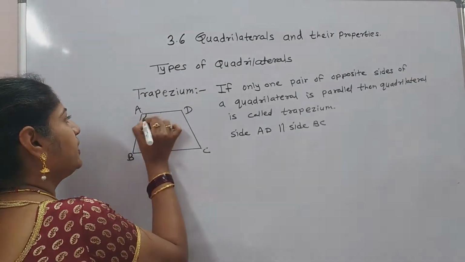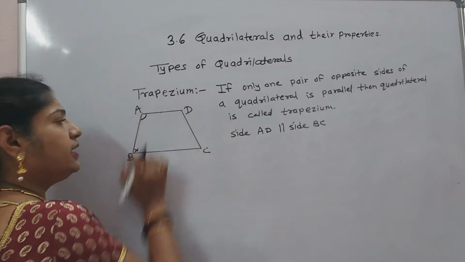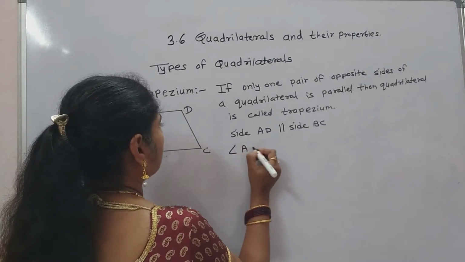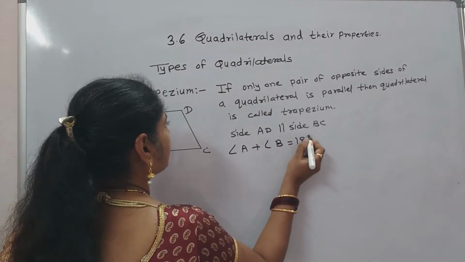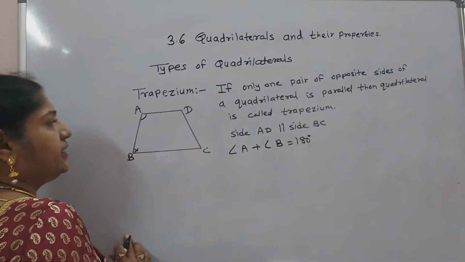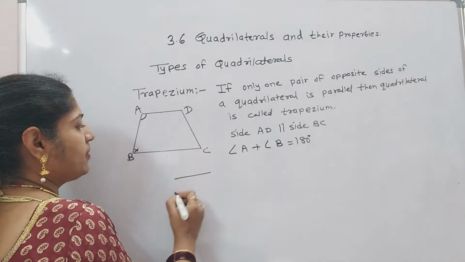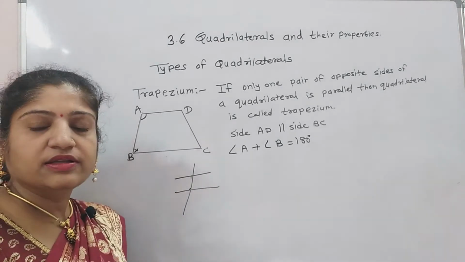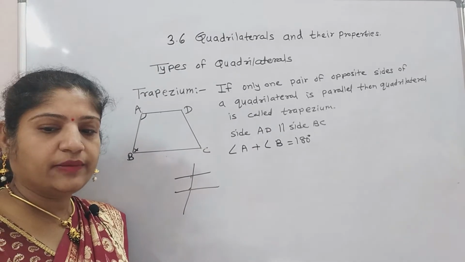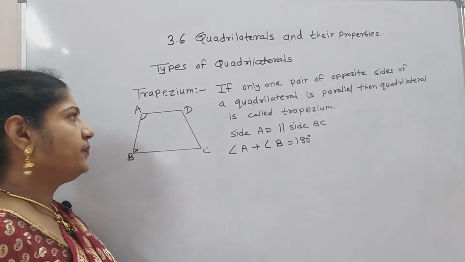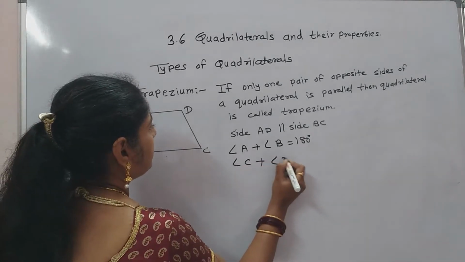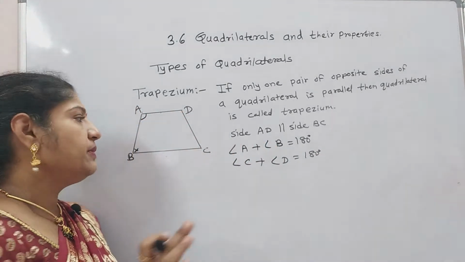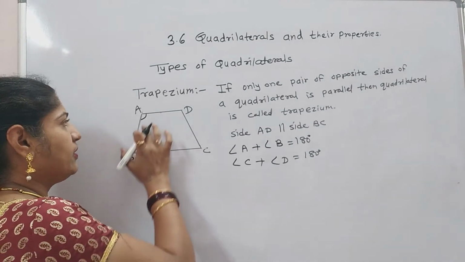So angle A and angle B are interior angles, and you know that interior angles are supplementary. So angle A plus angle B is 180. For parallel lines and their transversal, the sum of the interior angles is 180. In a similar way, angle C plus angle D equals 180 also, but B and C are not supplementary angles.